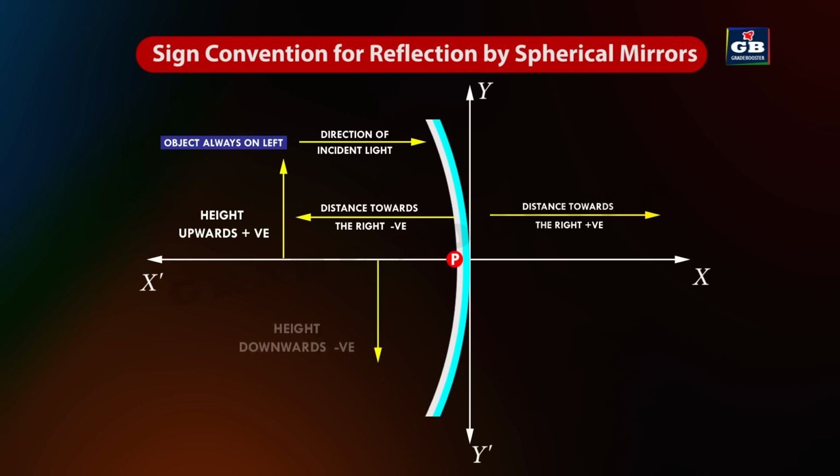Height below the principal axis. Distances measured perpendicular to and below the principal axis along the negative y-axis are considered negative. This convention ensures that heights below the principal axis are assigned negative values. These sign conventions are fundamental for analyzing and solving problems related to spherical mirrors.